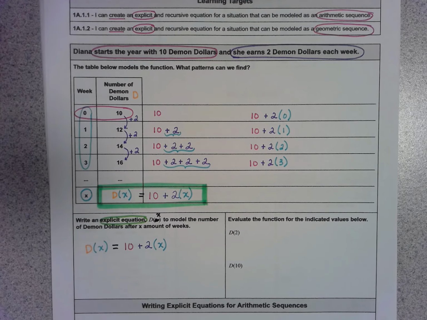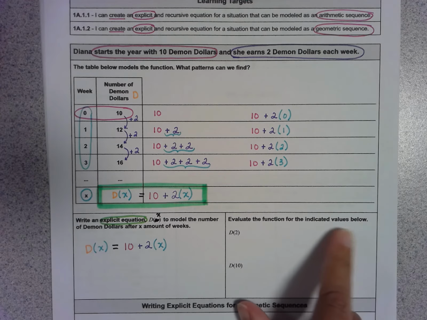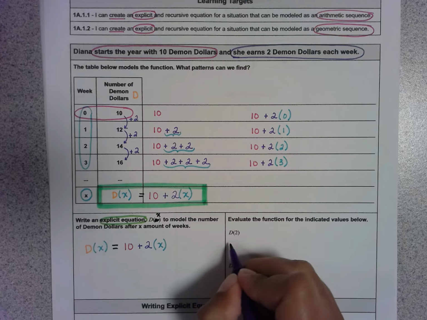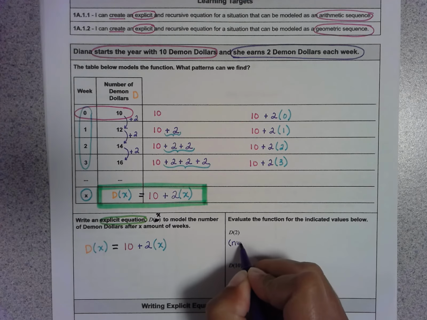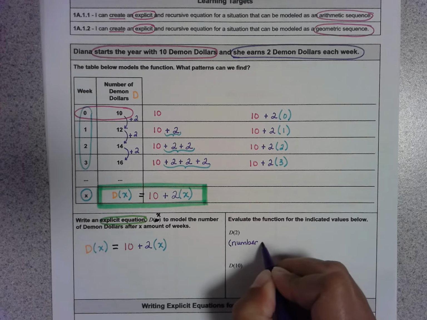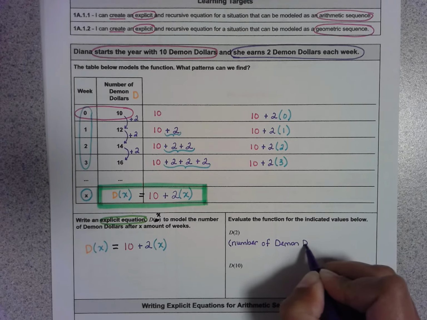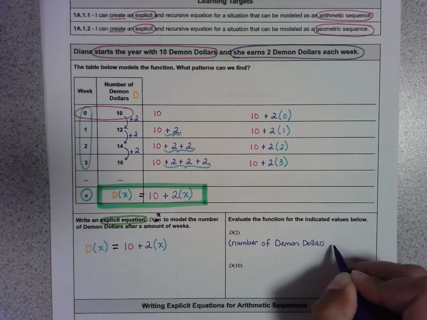Now, why is an explicit equation useful? Well, we can use an explicit equation to find information. For example, if I said evaluate the function for the indicated values, so find D of 2, finding D of 2 really means finding the number of demon dollars after 2 weeks.